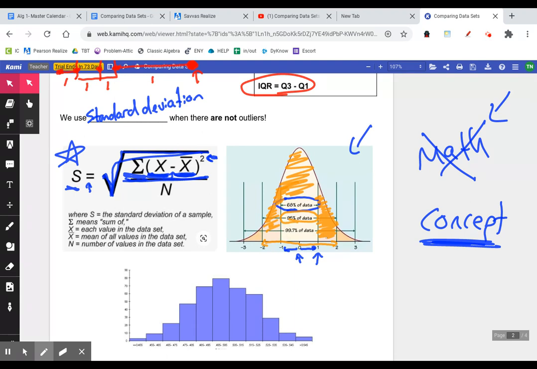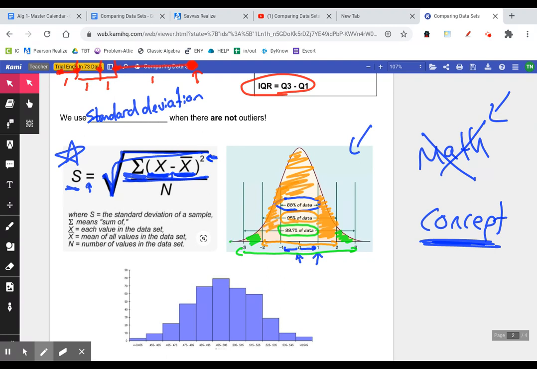And then if I asked you what percent is 3 standard deviations away, you would go all the way out here to 3 standard deviations away. And we see that is 99.7% of the data, which includes these 2 pieces on top of those orange sections of the data. 99.7% of the data is within 3 standard deviations of the spread.